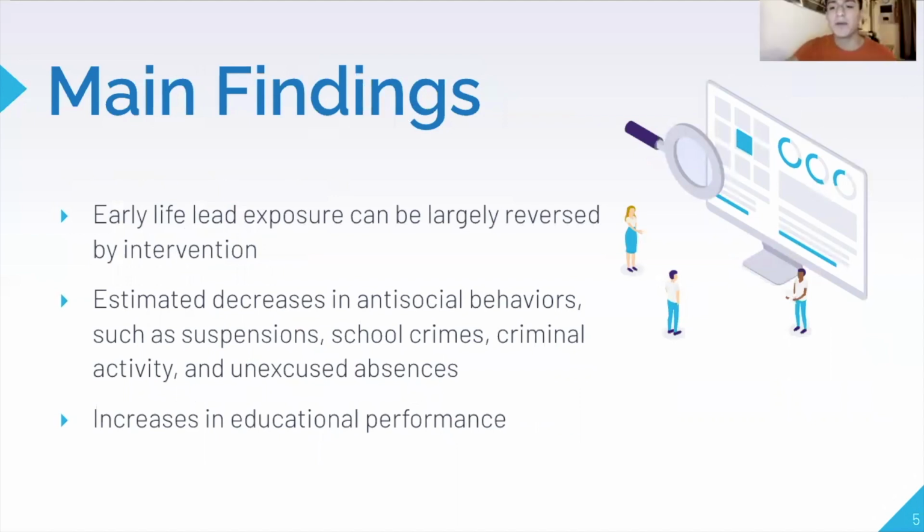This study found that the negative outcomes associated with early life lead exposure can be largely reversed by intervention. Additionally, there were also estimated decreases in antisocial behaviors, such as suspensions, school crimes, criminal activity, and unexcused absences. And to a lesser extent, there were also increases in educational performance.